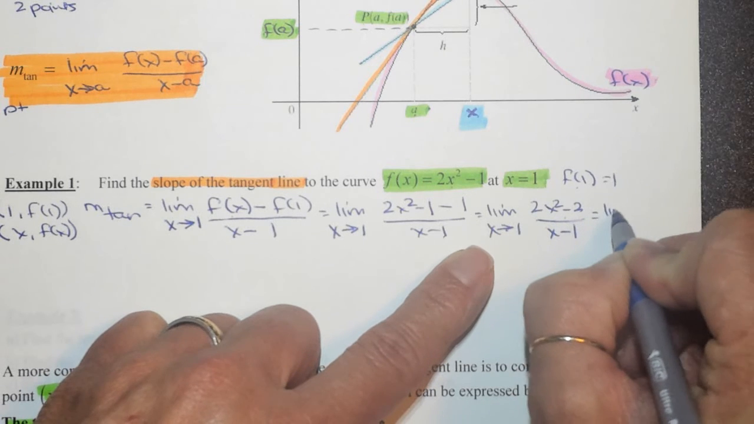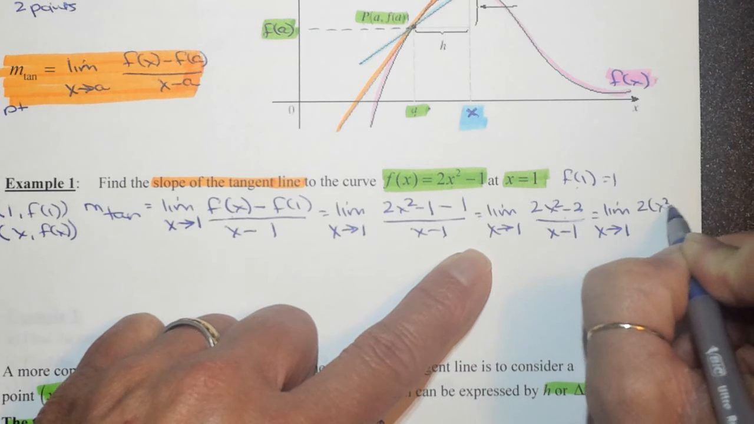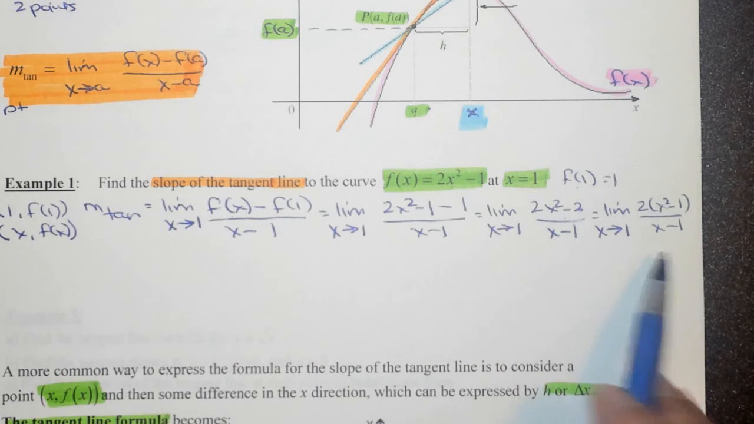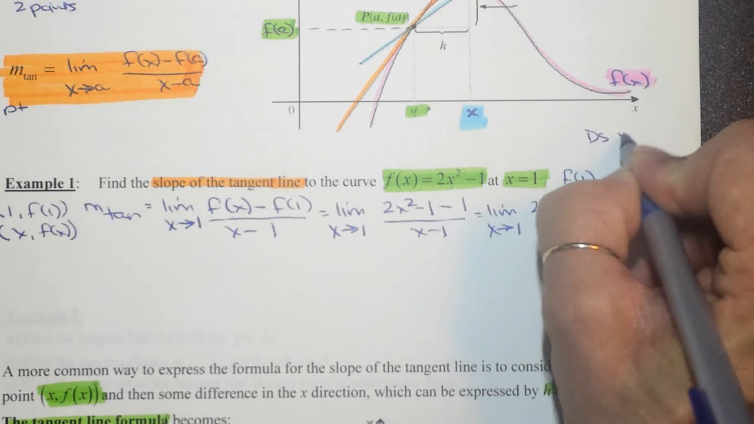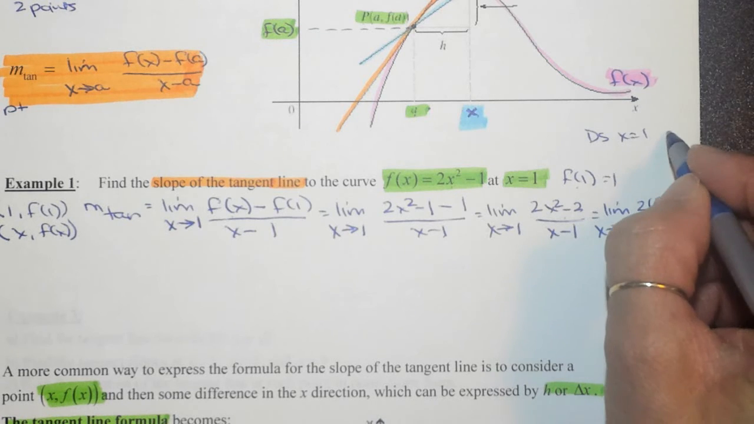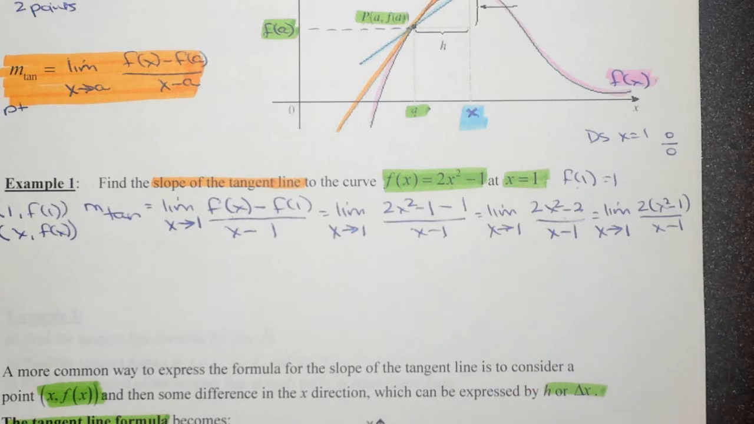So this is the limit as x approaches 1 of 2 times x squared minus 1 over x minus 1. If we use direct substitution right now, when x is equal to 1, we end up with 1 squared minus 1, which is 0 over 0. So we can't do that. So we need to do some algebraic work.